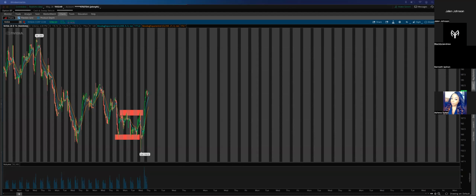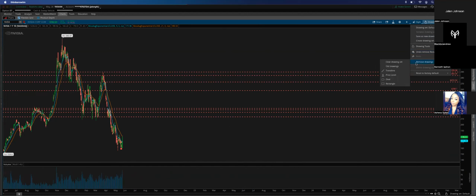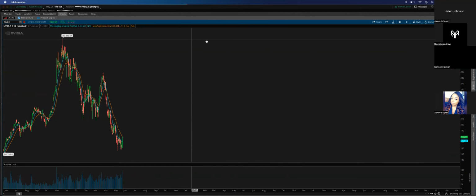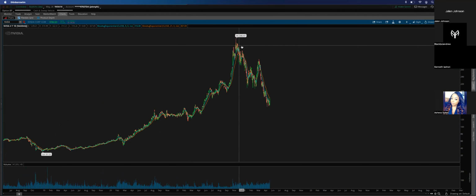Okay, so a good example of patterns not making sense was NVIDIA daily time frame. I think this was last year. Hold on, guys. Let me delete all of this. Okay, let me stretch this out a little bit. Okay, there we go.